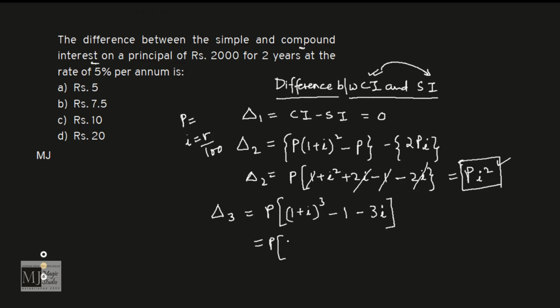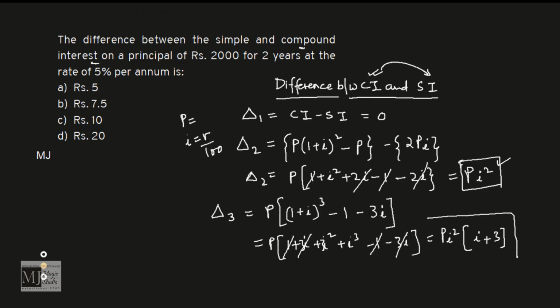Let's solve this. This will be 1 plus 3i plus 3i square plus i cube, minus 1 minus 3i. Minus 1 with 1 gone, 3i with 3i gone. So we are left with Pi square. Let me take i square common from here, and it will be i plus 3.